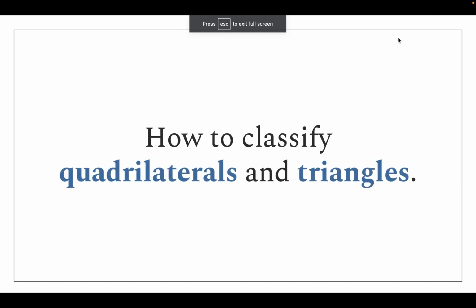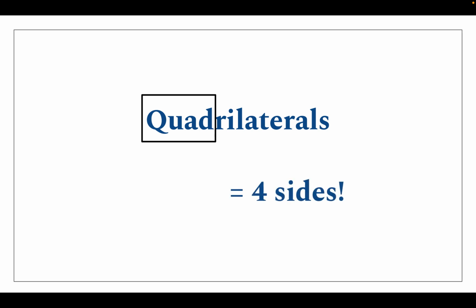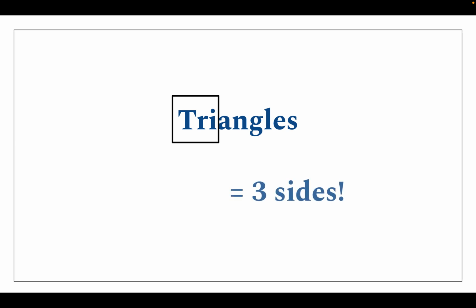How to classify quadrilaterals and triangles. Let's talk about this word quadrilaterals. I see the prefix quad, and quad means 4, so quadrilateral has 4 sides. Then if we take a look at the word triangles, I see the prefix tri. Tri means 3, so triangles have 3 sides.